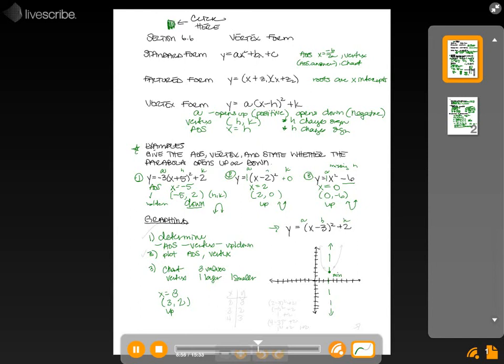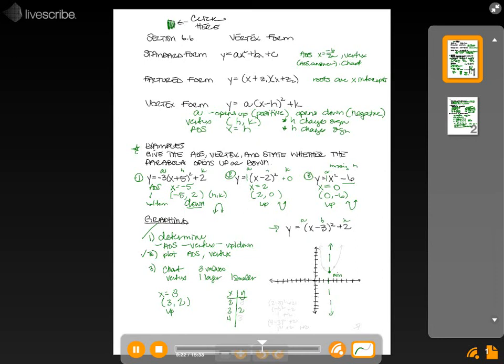Now the next thing we need to do, we plotted them already, so we're going to make a chart. We've got to make an x, y chart. The middle value needs to be our vertex, so (3, 2), and we need to choose a number smaller. I'm going to choose 2. 2 is smaller than 3. And then a number larger, 4. 4 is larger than 3, and both of those are the same distance away from our axis of symmetry. It's 1 unit larger, 1 unit smaller.